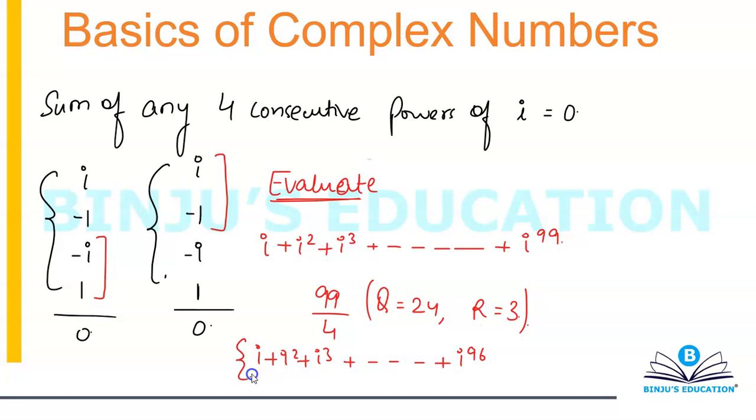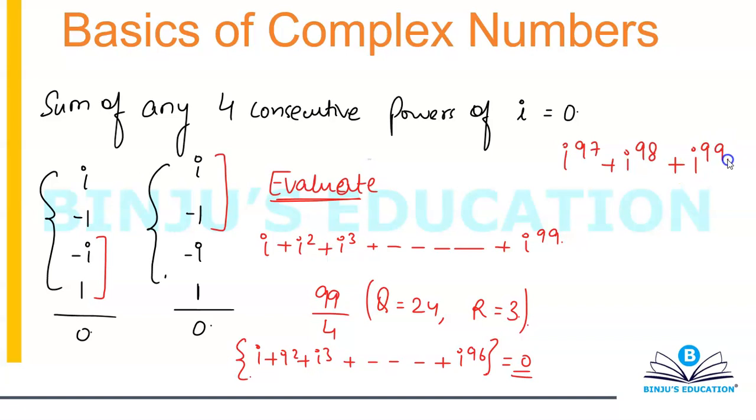24 into 4 is 96. Which means if you sum the numbers up to iota to the power 96, your result will be equal to 0, because the sum of any 4 consecutive powers of iota is 0. Which means you will only be left with iota to the power 97, iota to the power 98 and iota to the power 99.